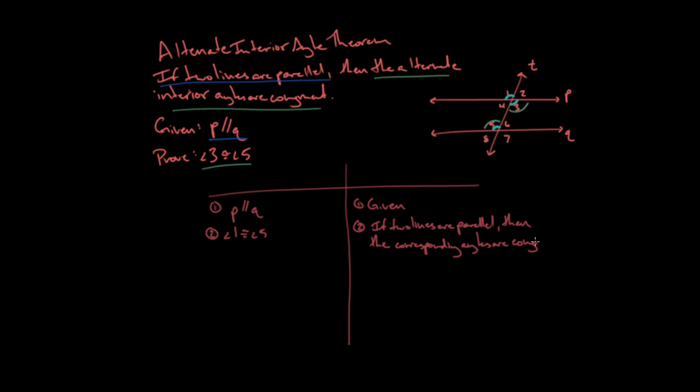So where did I say the lines are parallel? I said that up in 1. So that'll be what I'm citing here. Then the corresponding angles are congruent. That's what my statement says right now. So I've got 1 and 5 congruent, great. And now I just need to talk about 1 and 3 so I can link this all together.